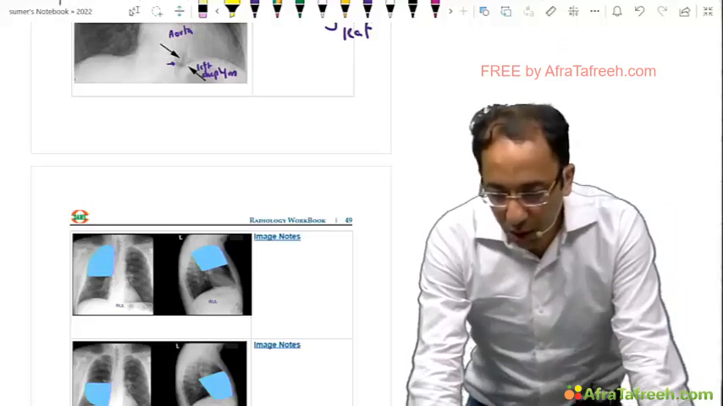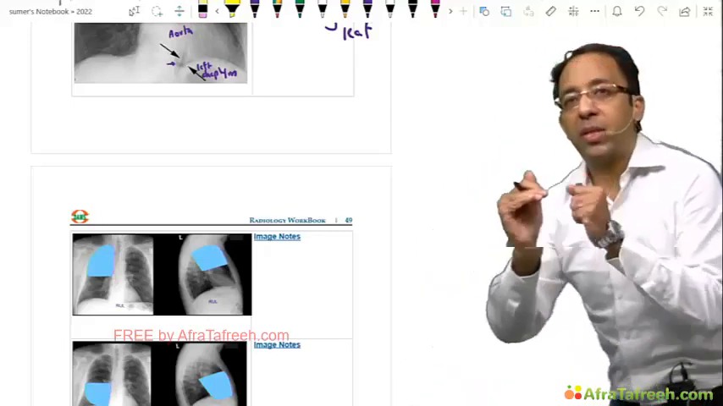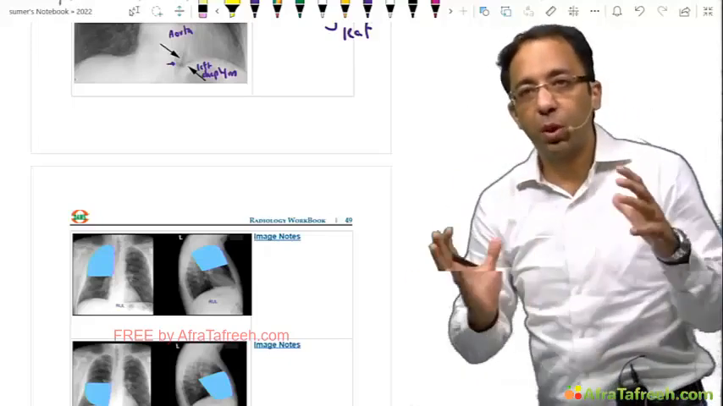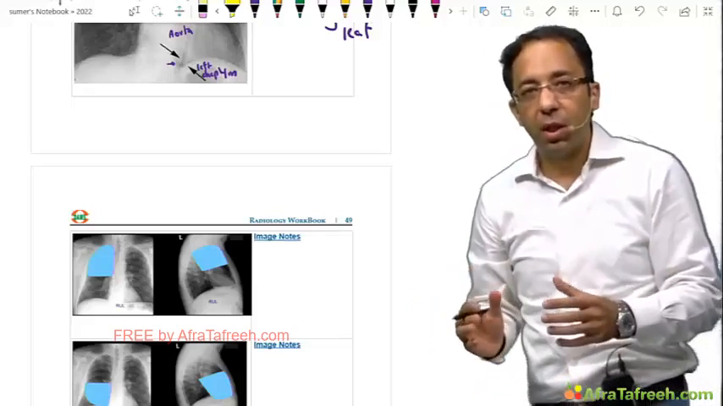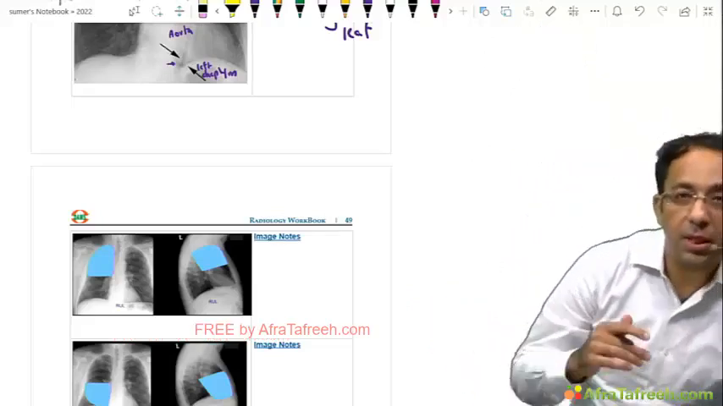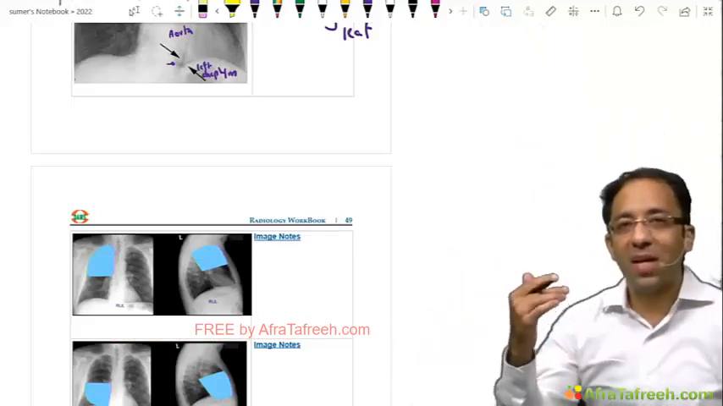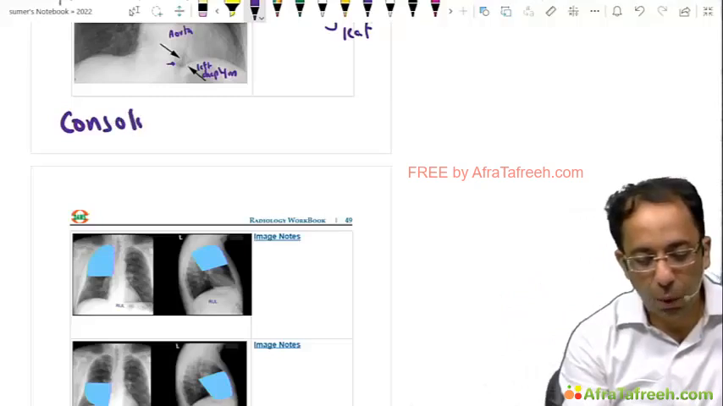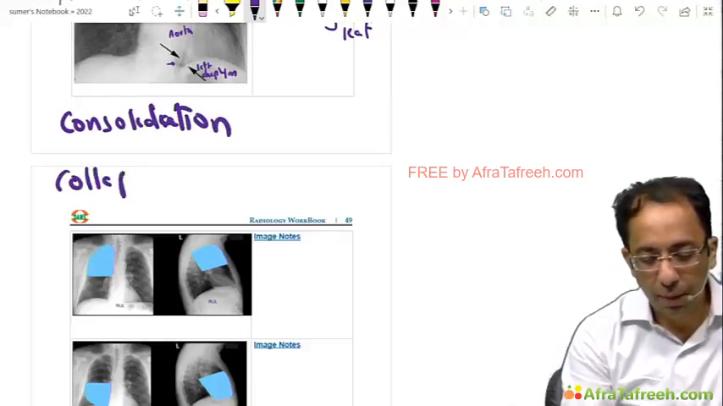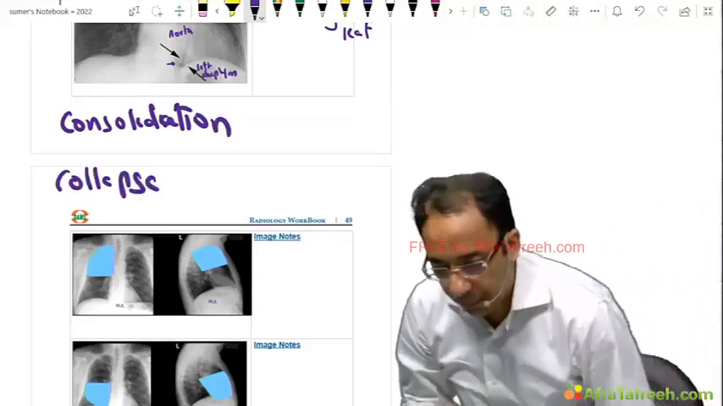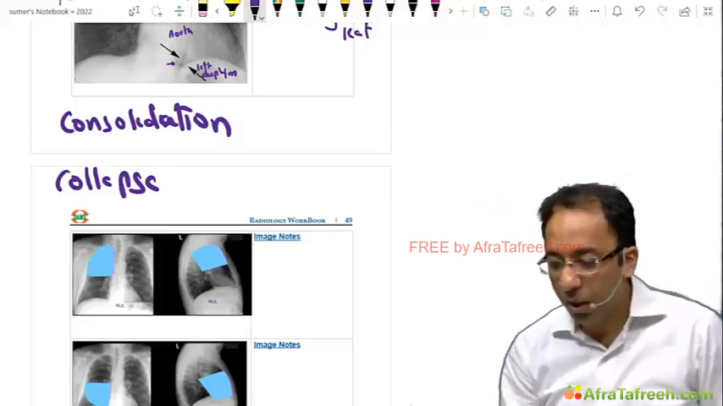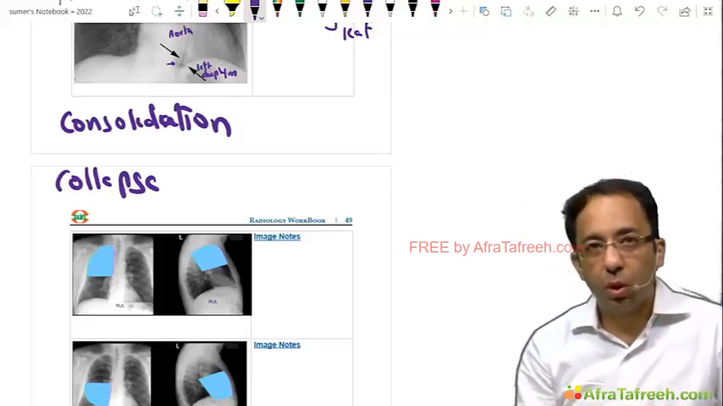Today, what we are going to do is, I am going to now take you to the next level in chest x-ray. So far, we have only looked at things like pleural effusion, pneumothorax, fast. Now I will show you how to look at things like consolidation, things like collapse. Both of them will appear opaque on an x-ray. But what is the difference between the two?